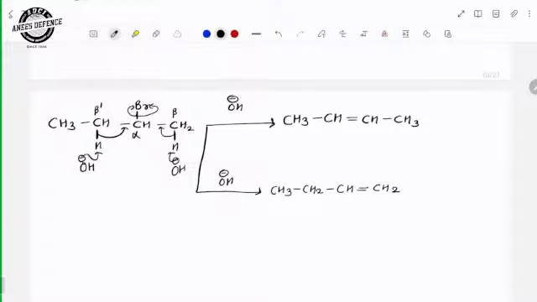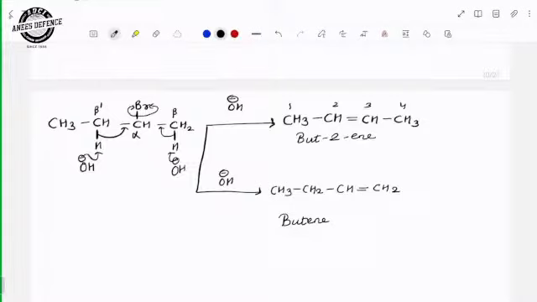When you look at these two structures, in the first structure the double bond is at the second position. When you name this compound, numbering 1, 2, 3 and 4, it becomes but-2-ene. When you name the second product, you get butene, or we can say 1-butene. If the double bond is on the first carbon, you need not specify that carbon atom, or you can even specify it if you like.